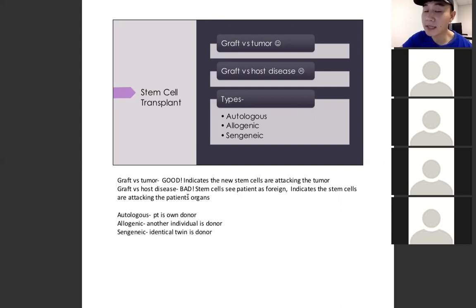Graft versus host disease is bad because, for example, the patient receives bone marrow stem cells from a donor, but those stem cells will attack the patient's organs. Graft versus tumor is good because when they receive the foreign stem cells, it works with the patient. It doesn't attack the patient's organs. So that's why it's good. It's attacking the tumor instead of attacking the patient's organs.